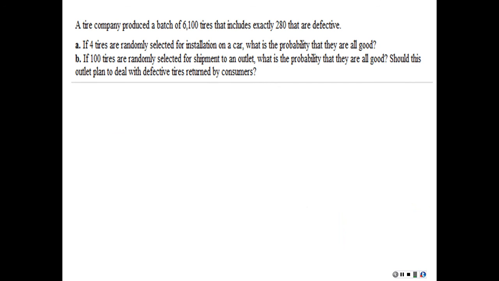A tire company produces a batch of 6,100 tires that includes exactly 280 that are defective. If 4 tires are randomly selected for installation on a car, what is the probability that they are all good? They don't say anything about it, but we have to assume that they're not independent of each other. We're going to assume that they're dependent. So we're going to take 4 tires, one at a time.